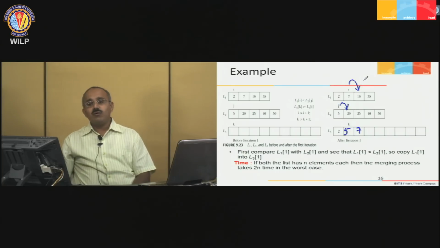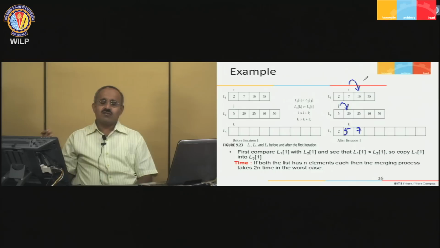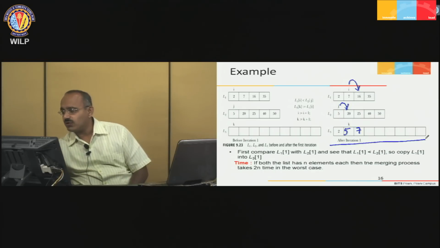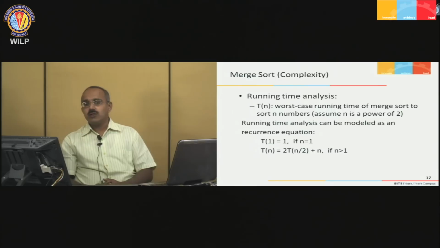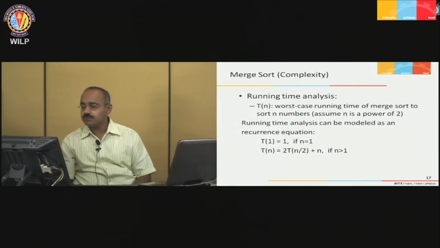J is still pointing to 20. You will keep on doing this until you exhaust both the lists, and what you will have here finally is a sorted list. Okay. Let us try to look at the running time for the merge sort algorithm.